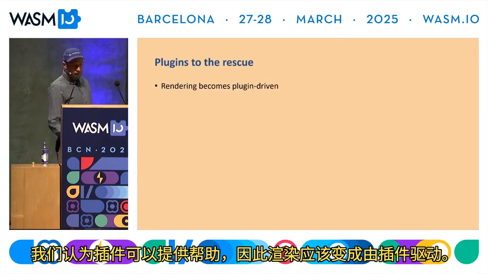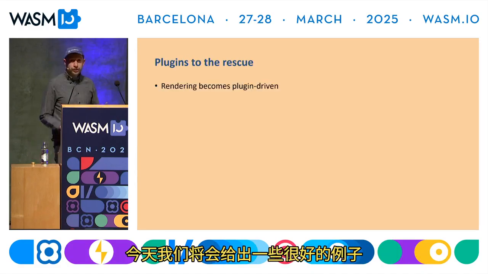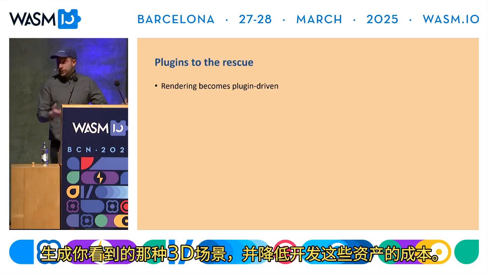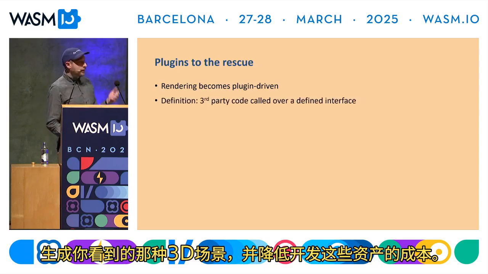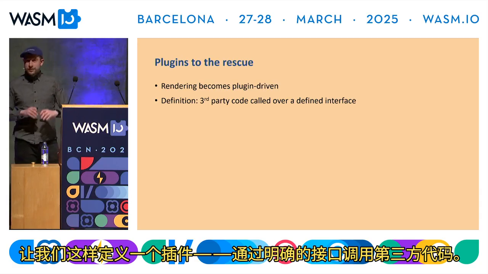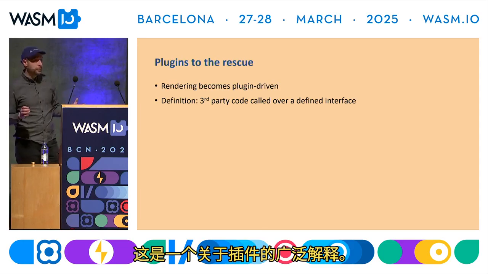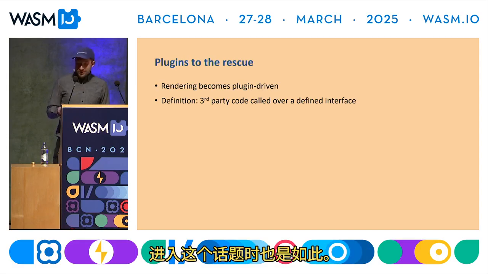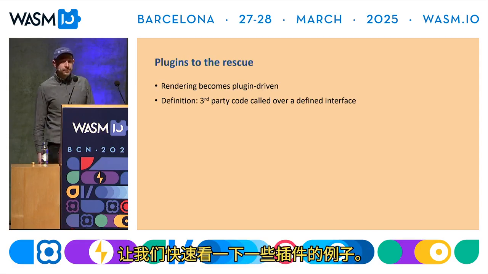So rendering should become plugin driven, and we're going to give some great examples of that today, in order to marry the code with the data to produce that kind of 3D scene that you saw there in a reusable way and lower the cost to develop those assets. Let's define a plugin as this: third-party code called over a well-defined interface. This is kind of a broad explanation of a plugin. Everybody might have their own preconceived notion of what a plugin is coming into this talk. But let's go through some examples of some plugins real quick.